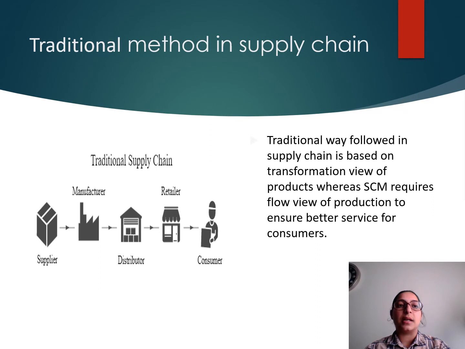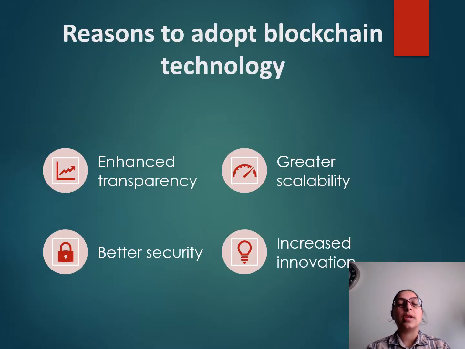Moving to the next slide. So here are the reasons to adopt blockchain technology. First is enhanced transparency. Blockchain enables the documentation of the product journey across the whole supply chain system, which helps to reveal the true origin and touch points of the supply chain, which increases trust and helps to remove the bias.